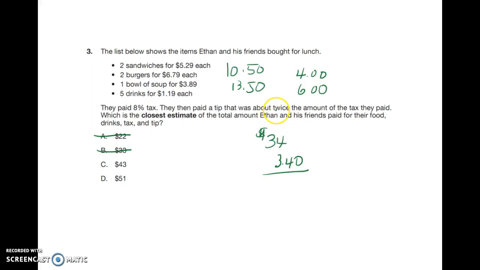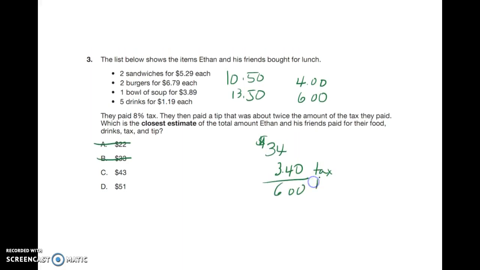And it says they paid a tip that was about twice the amount of tax they paid. So we're talking about maybe another $6 for the tip. So if this is our tax and another $6 for tip, if I sum that up, 34 and 9 is about $43. So that leads me to believe that.